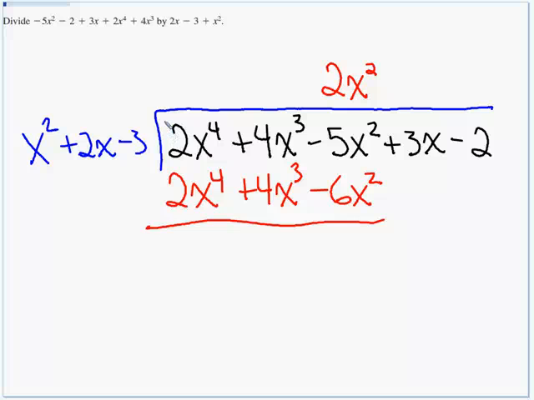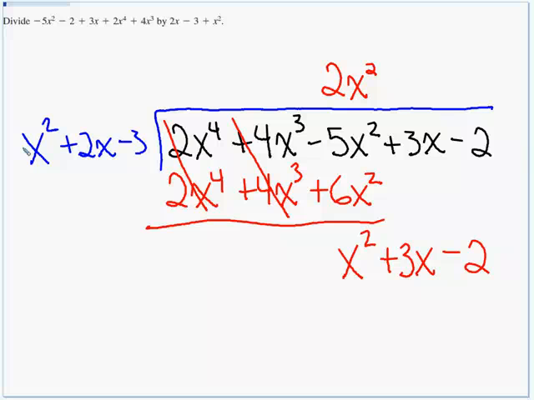So subtract. Those subtract to 0. 4x cubed minus 4x cubed, 0. Negative 5 minus a negative. That will change to a plus, and we can just add that. So that is going to add up to a positive 1x squared. Bring down the next term, plus 3x. And since this is a trinomial, it probably wouldn't hurt to bring down that last term also. Why not get it out of the way?